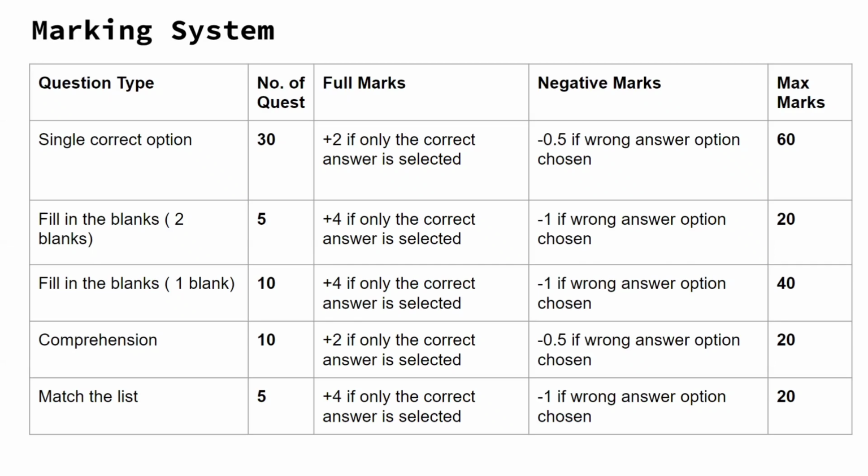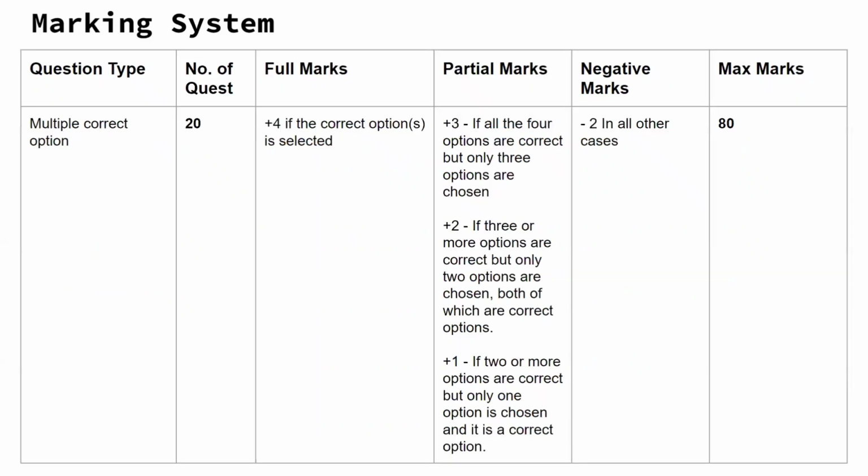So the next one is the multiple correct option. So here the marking system is quite different. The total number of questions is 20. So if you answer the question correctly, then you get 4 marks.